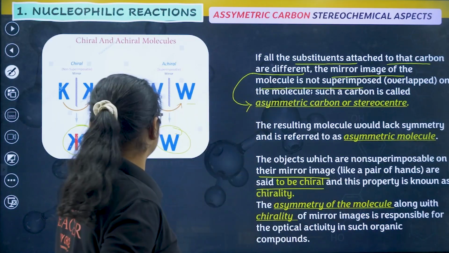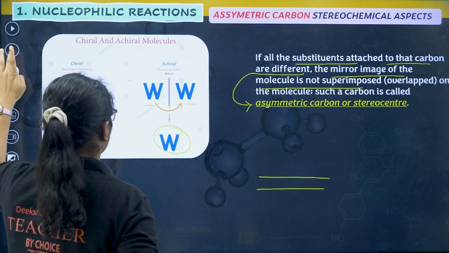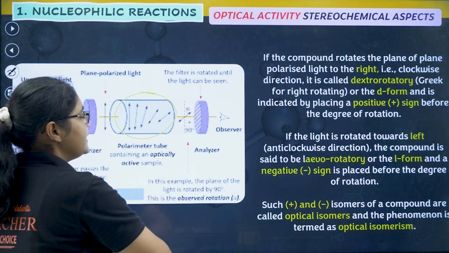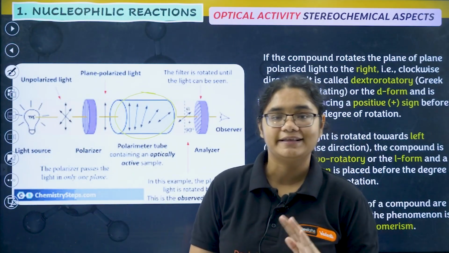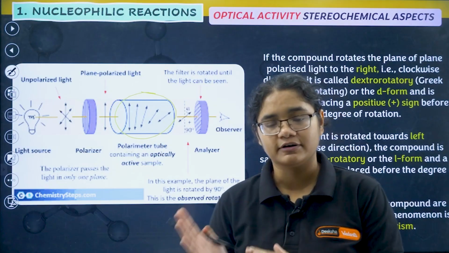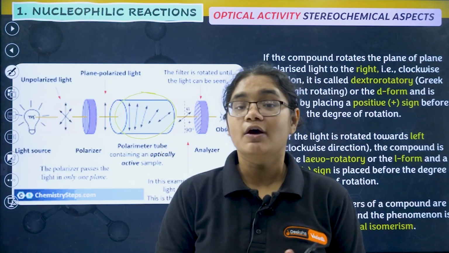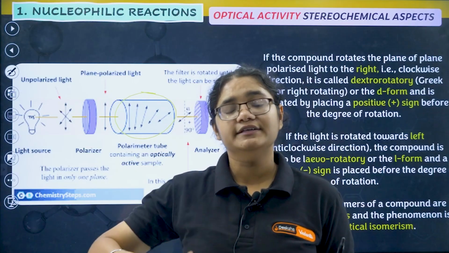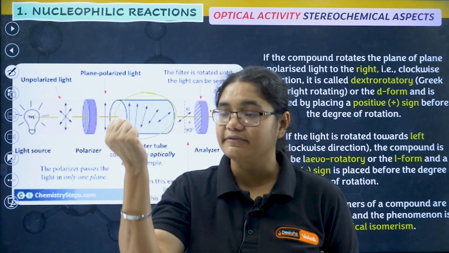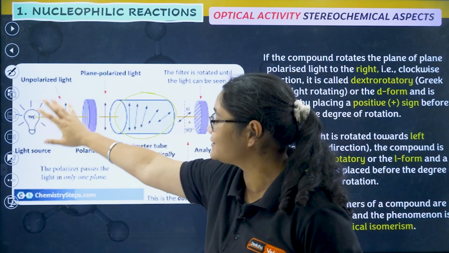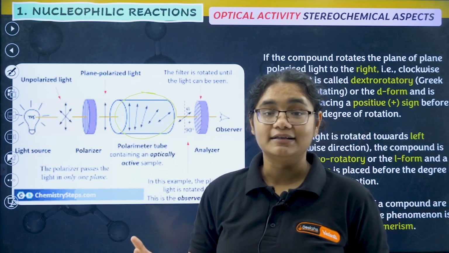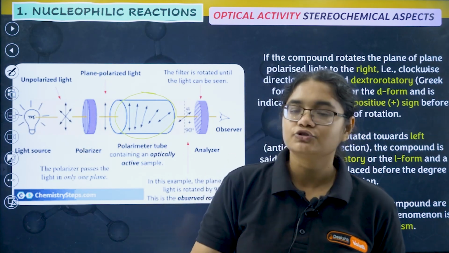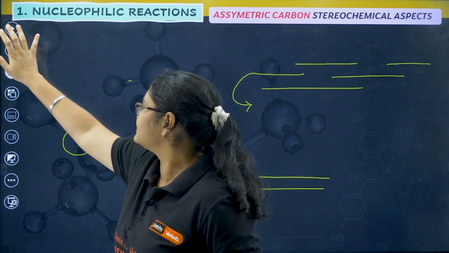So now, what we said, see in the previous slide, if I go, I said that if this molecule is able to rotate the plane polarized light, whether in the left direction or the right direction, we will call it optically active. But do we always have to go to the lab and check that, put the molecule in the sample, do this experiment, and only then we can decide whether it is optically active or not? It is not like that. We have a shortcut for that. What is the shortcut? This is here.